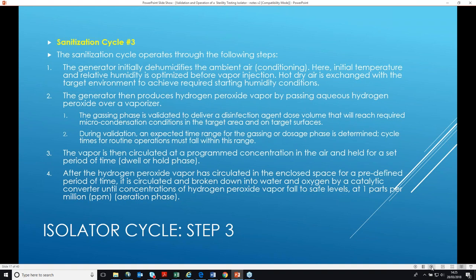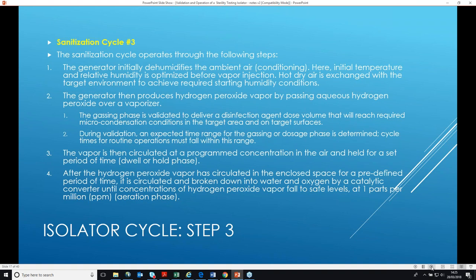The gas distribution is an active process controlled through a nozzle for a predetermined volume of hydrogen peroxide. During validation, an expected time range for the gassing or dosage phase is determined, and that all links to the gassing pump speed. So cycle times for routine operations for everyday sterility testing must fall within this range.